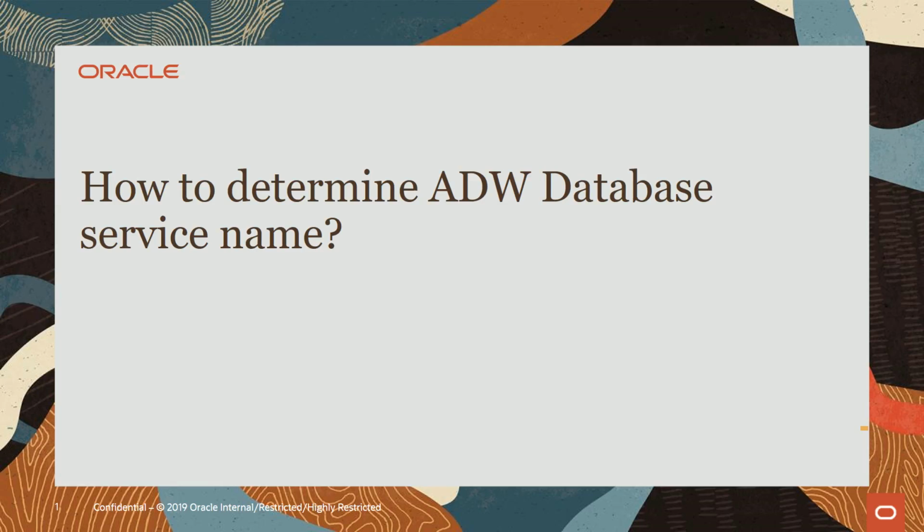Hello everyone, today I would like to share with you how we select the Autonomous Data Warehouse service name appropriately. As you know, when you connect to an Oracle database, you usually select the service name. Oracle Autonomous Data Warehouse provides you three services.